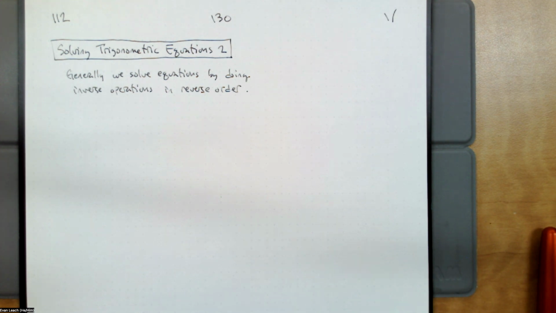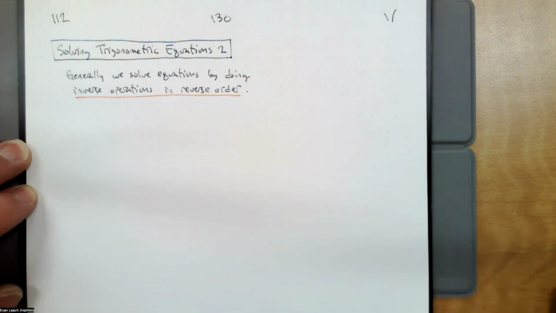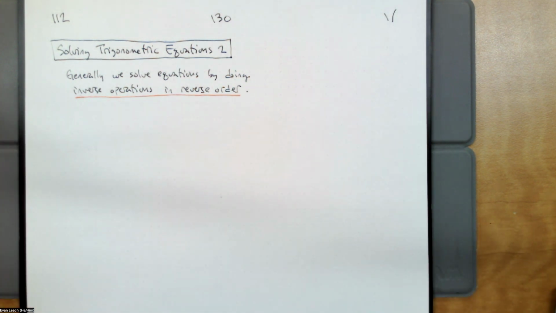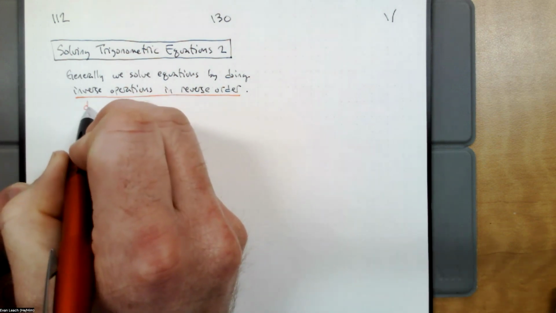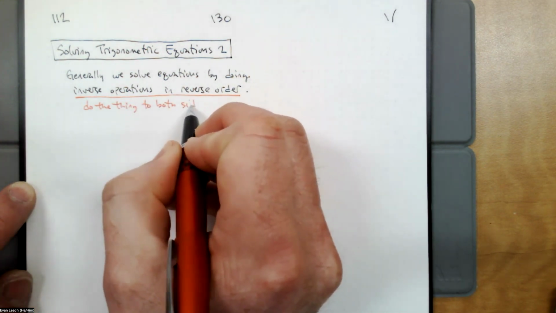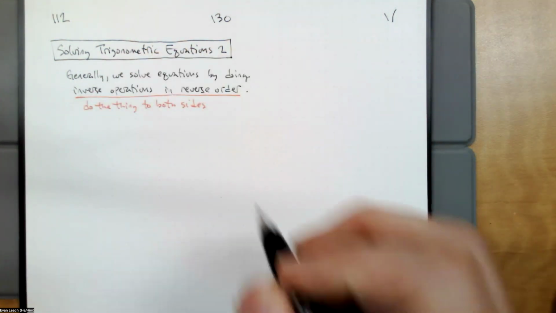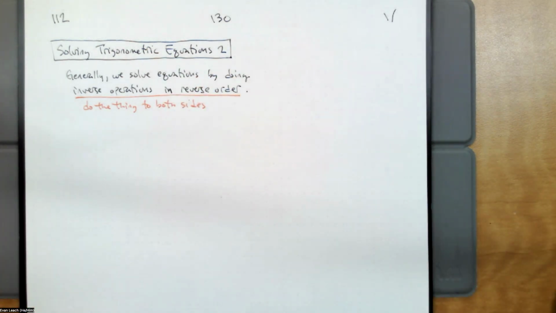This is probably not how it was taught to you, but this is what you were taught. This is doing the same thing to both sides. So if you were taught to do the thing to both sides, this is the same as that. We're just being more specific about what to do and when to do it. So I want to clarify a little bit about what I mean by doing inverse operations in reverse order.